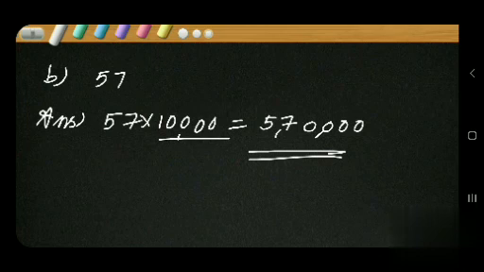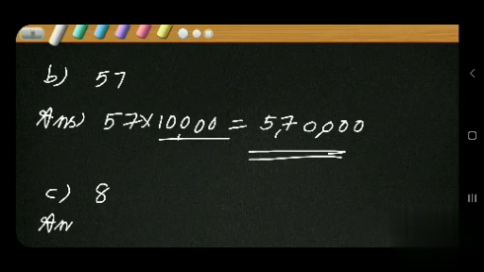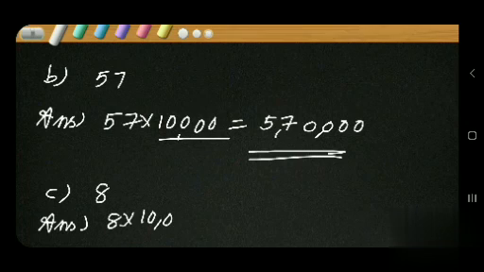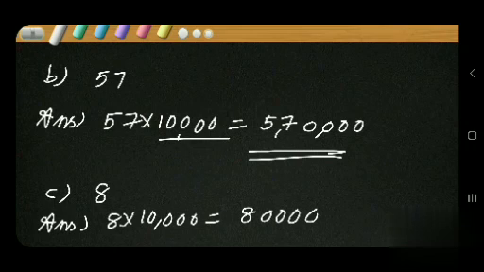Okay. Now let's multiply C. 8. How to do the answer? 8 into 10,000. What is the answer? Yes, first we have to write 8. Then how many zeros with 8? 1, 2, 3, 4. How to read this number? Ones, tens, hundreds, comma, 1,000, 10,000. So the answer is 80,000, isn't it?